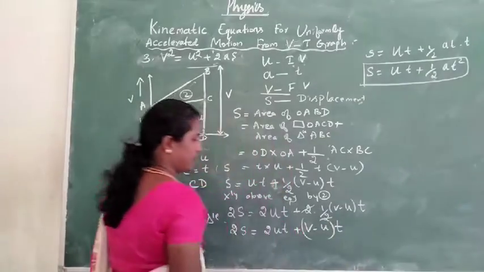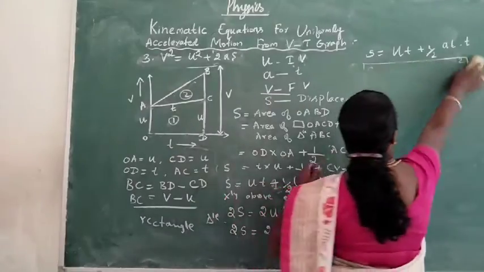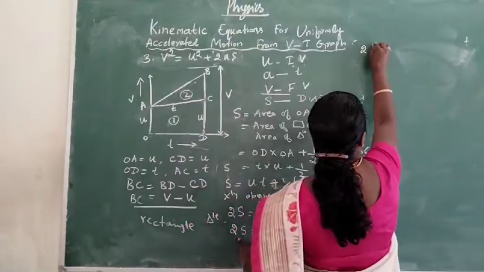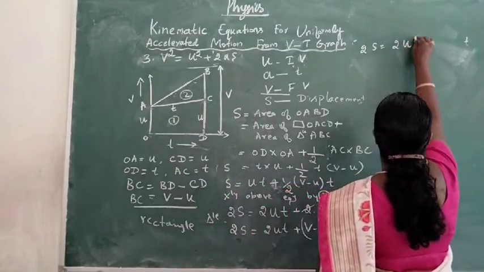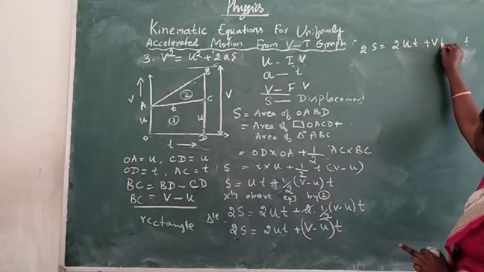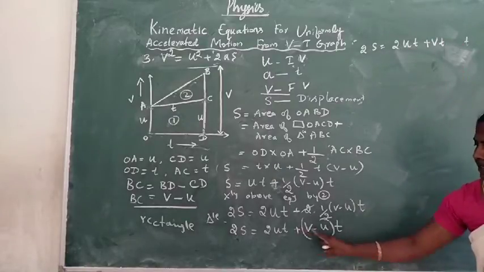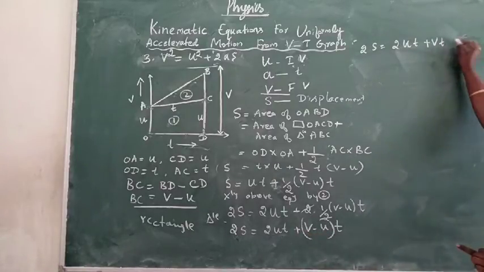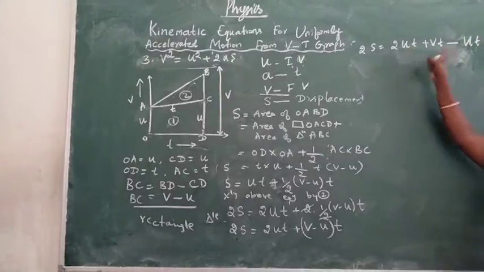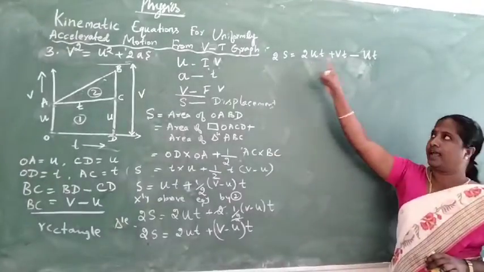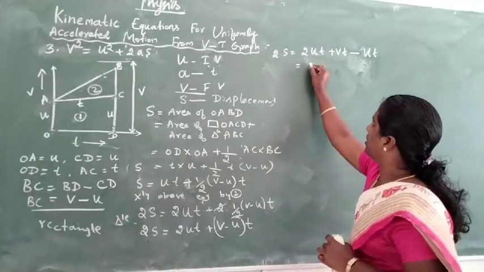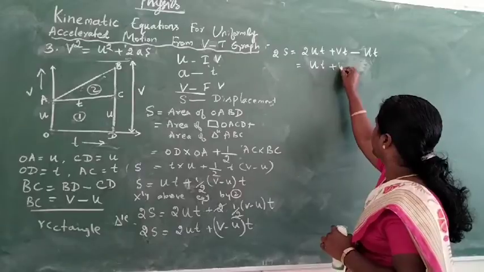Next, let us remove that bracket and simplify. That means 2S is equal to 2UT plus VT, and plus into minus, minus UT. Now here we have 2UT, and here minus UT. What happens? 2 minus 1 is 1. We can write here as UT plus VT.